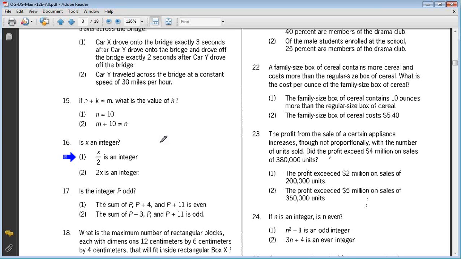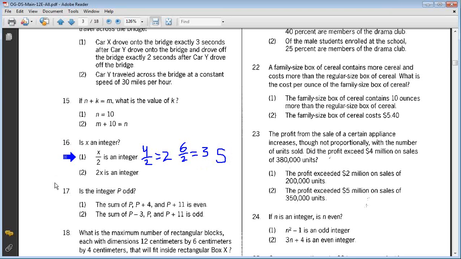Statement number 1, X over 2 is an integer. So the possible values we could plug in for X in this situation would be values like 4, because 4 over 2 gives an integer result, which is 2. We could plug in 6 for X, because 6 over 2 gives an integer result, which is 3. And you'll notice that in order for X over 2 to be an integer, X itself must be an integer. So the answer is yes, X is an integer, and statement 1 is going to be sufficient.